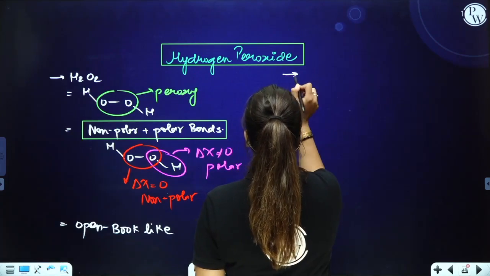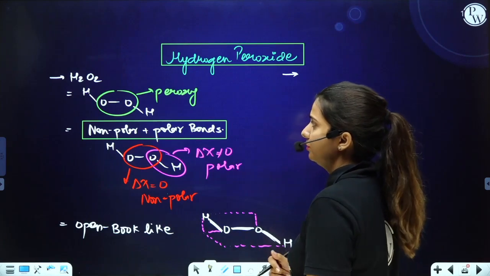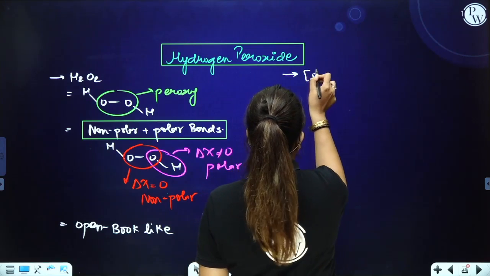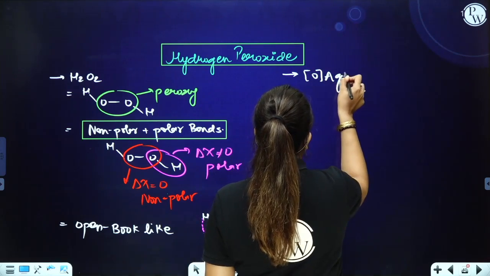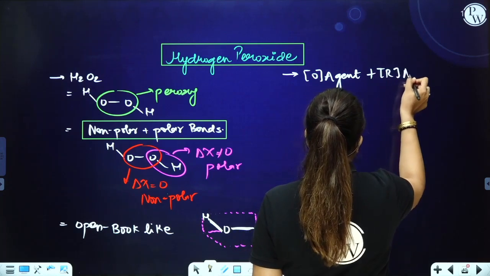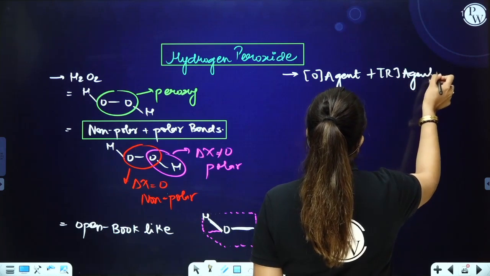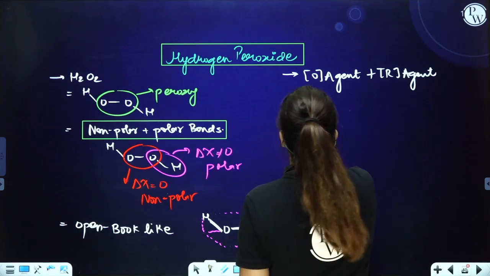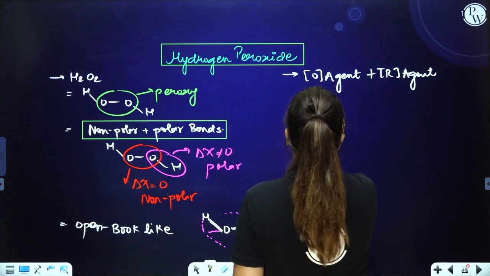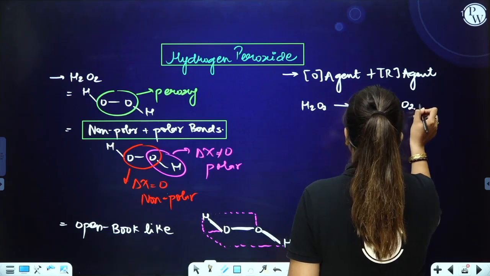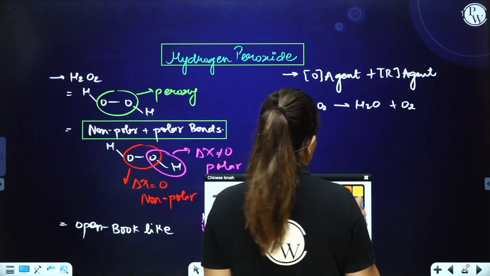The H2O2 molecule, if I ask you, can behave both as an oxidizing agent and a reducing agent. How can it behave as both? Whenever you see H2O2, it dissociates to give you H2O plus O2 molecule.